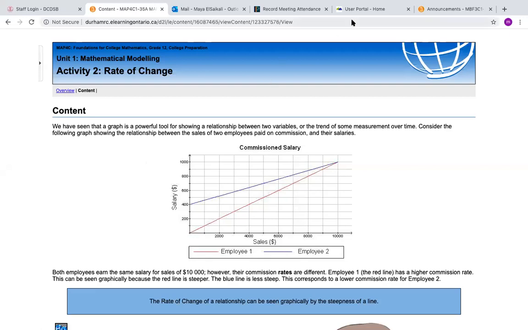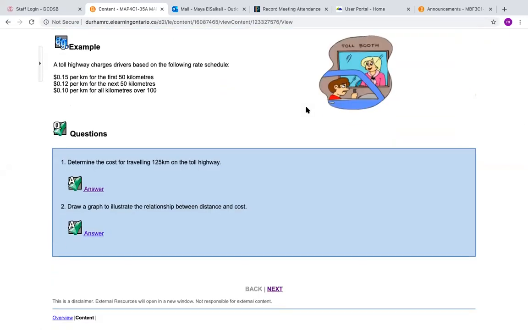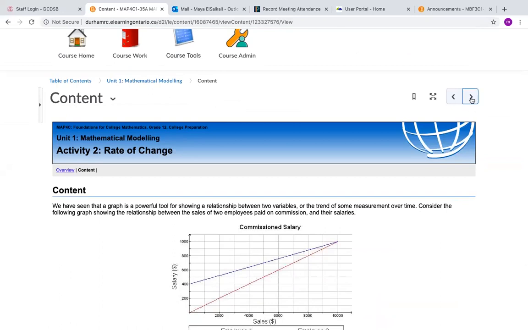Now let's look at, I'm just going to go to the next page.